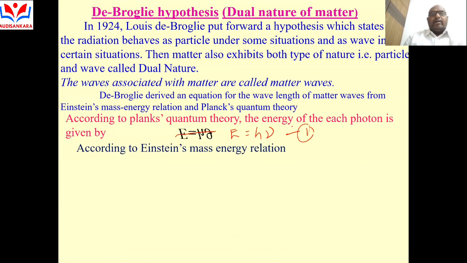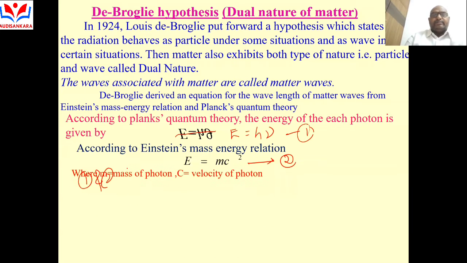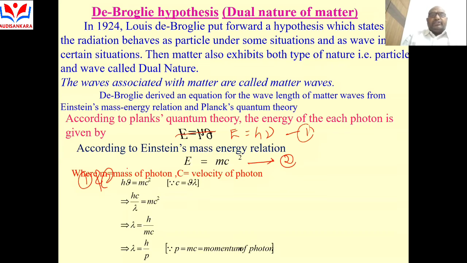And according to Einstein's mass-energy relation, E is equal to mc square. This is equation 2. From equations 1 and 2, we find h nu is equal to mc square, where h is Planck's constant, frequency nu is equal to c by lambda, m is the mass of the photon, and c is the velocity of the photon. So h nu is equal to mc square.